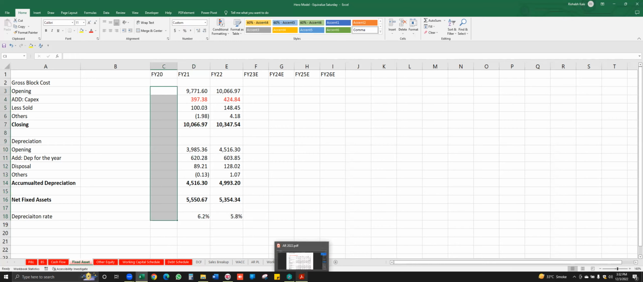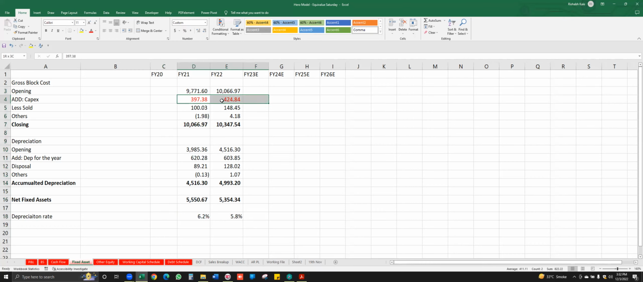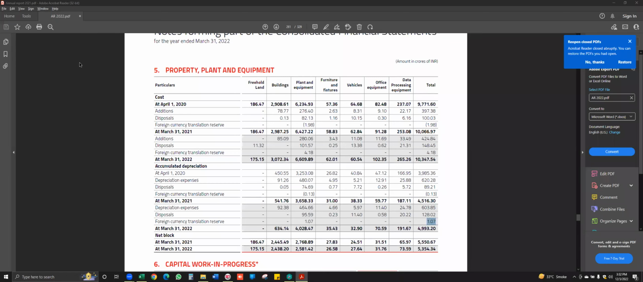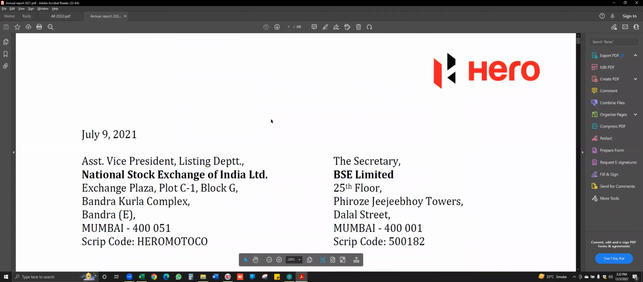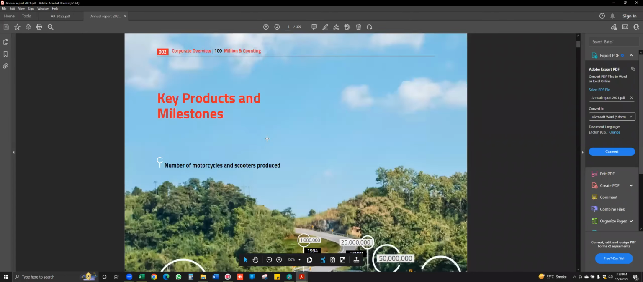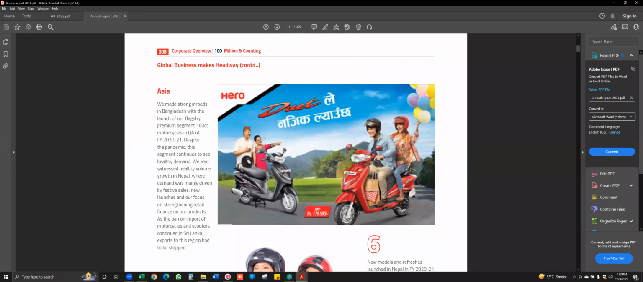Let me do it for 1 more year. The average of historical numbers, we get it. So we'll get approximately how much is the capex that the company is doing. That is why a 5 year balance sheet is necessary. I have one more balance sheet which is of 2021. Let me show you for 1 more year.